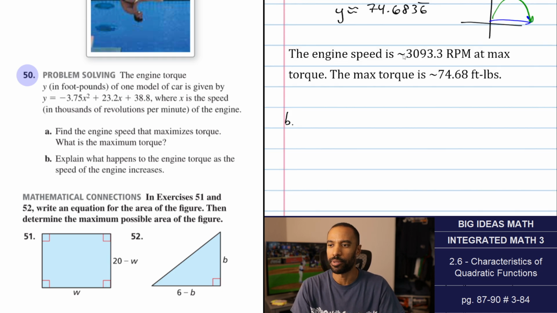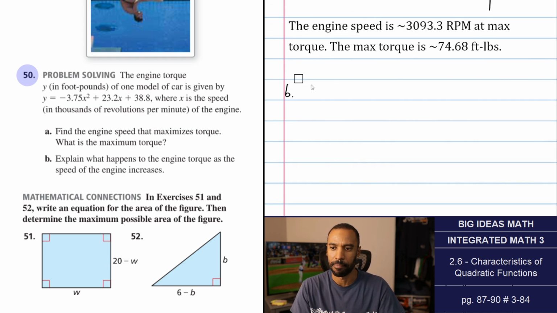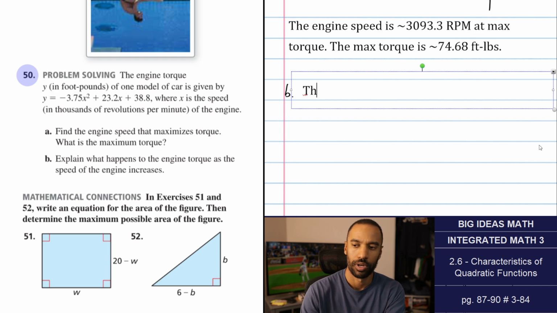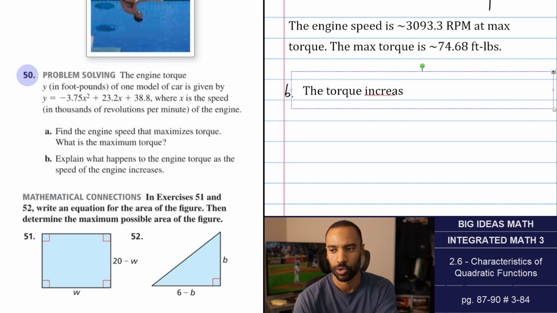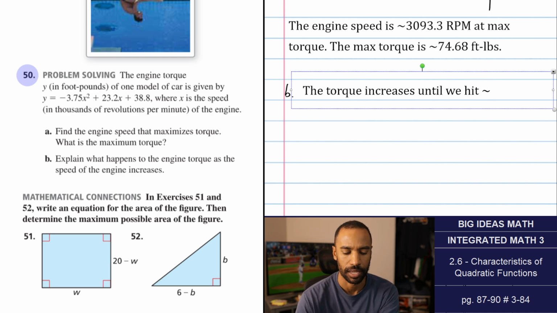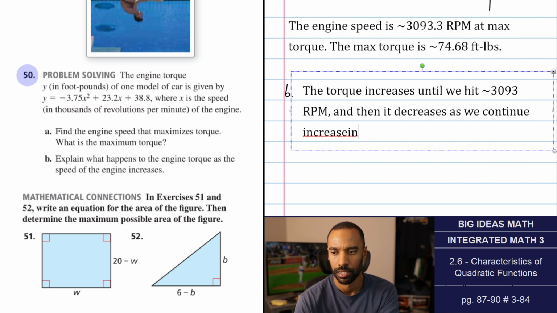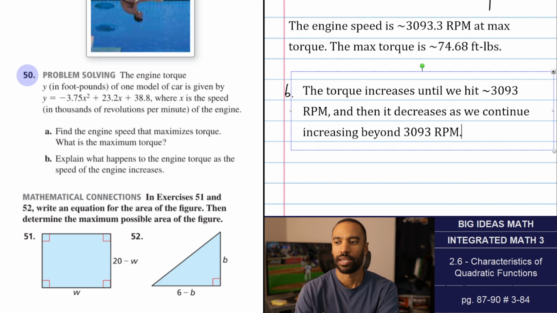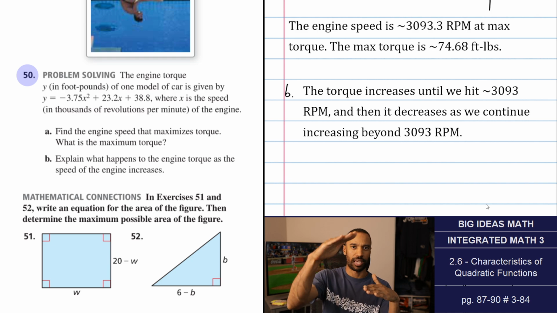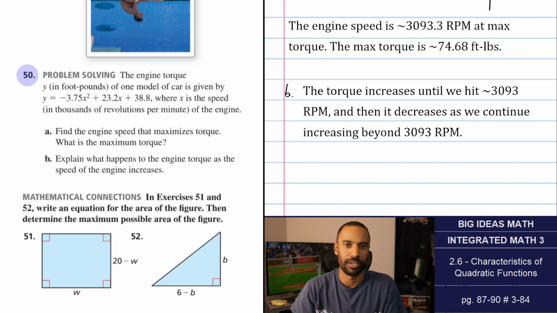The torque increases up until it hits this many RPM. So the torque increases until we hit roughly 3,093 RPM, and then it decreases as we continue increasing beyond 3,093 RPM, right? Because that's the idea. That's the maximum. It maxes out there, and then it kind of goes down after that, because there is some peak for those.